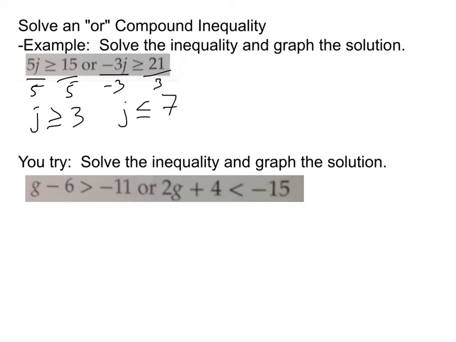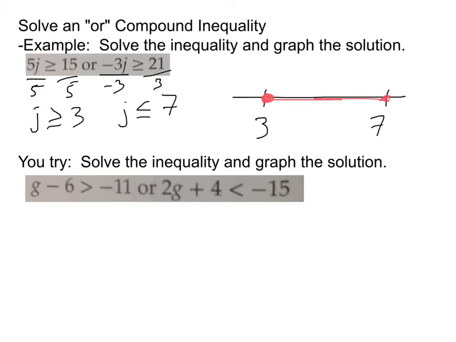So now my solution says, if I go to my number line, I'm going to have to draw a 3 and a 7. If we drew the first part, j is greater than, fill in that dot, or equal to. We go this way. j is less than, so this one's no different than the one before.